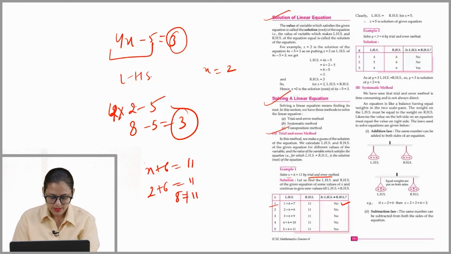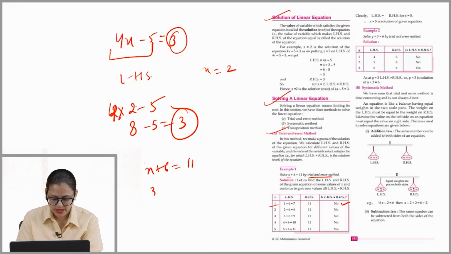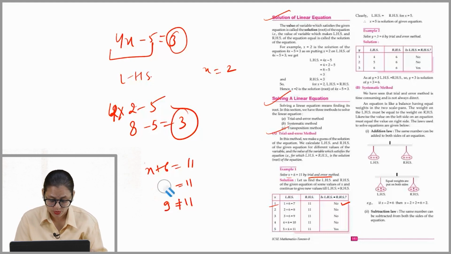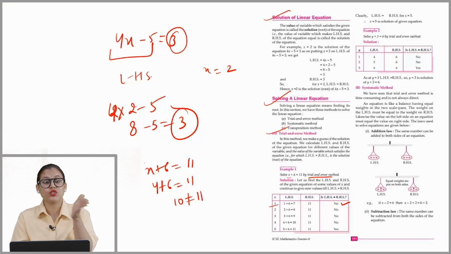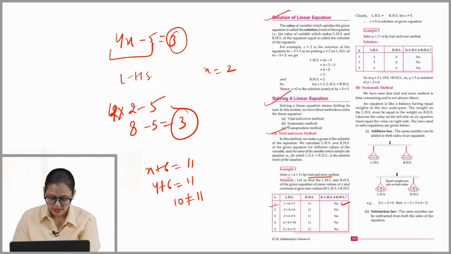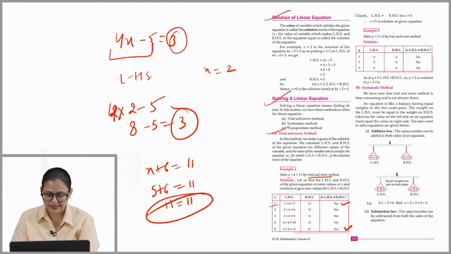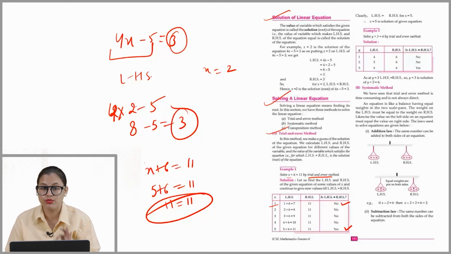Now put the next value. So we will put 3. 3 plus 6 is 9, which is not equal to 11. Again we will put the next value. So we will put 4 here. 4 plus 6 is 10. Again LHS is not equal to RHS. Now we will put the next value, which is 5. 5 plus 6 is 11. Now as you can see, both sides are equal. That means x is equal to 5 is the root of the equation.